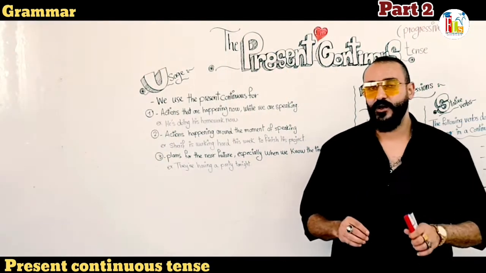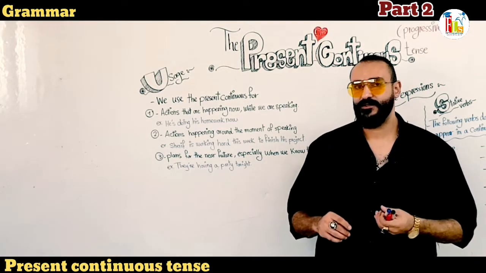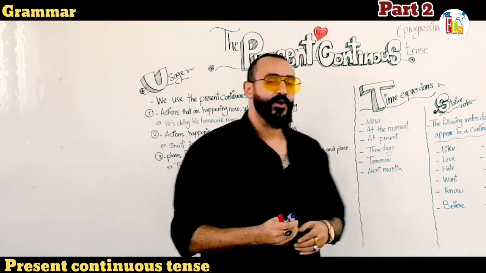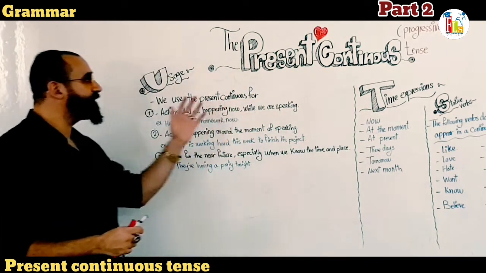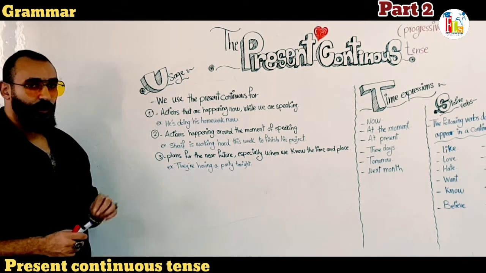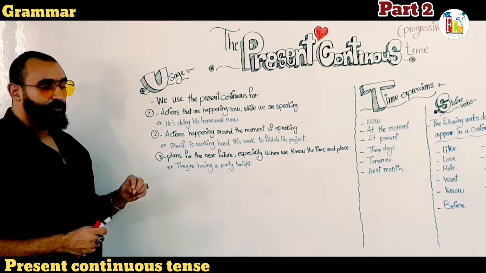After we finish talking about the present continuous tense, for the last point, we will talk about the usage. What's the meaning of the usage? What we can use the present continuous for. Actually, we have more than one thing that we can talk about.